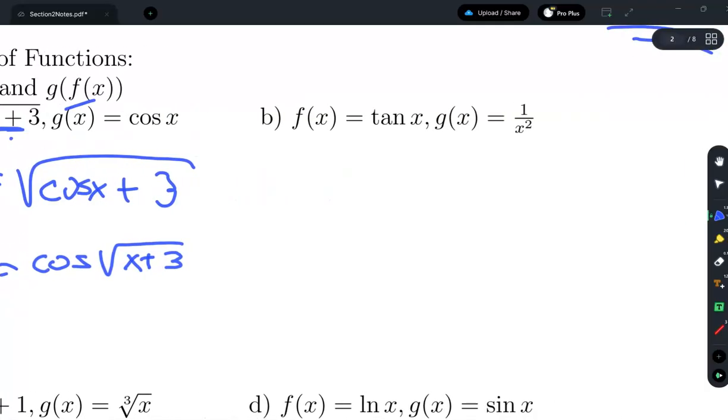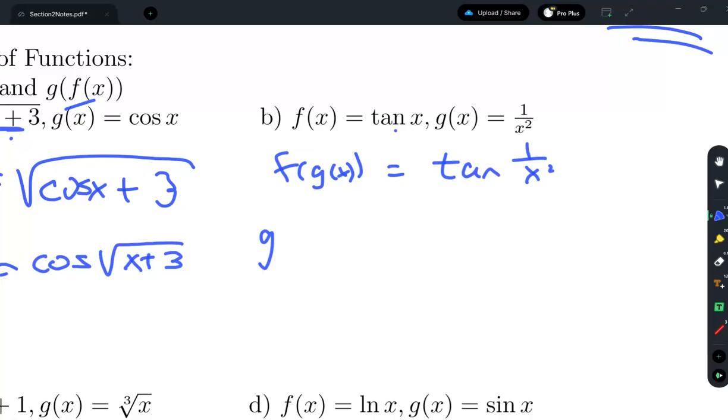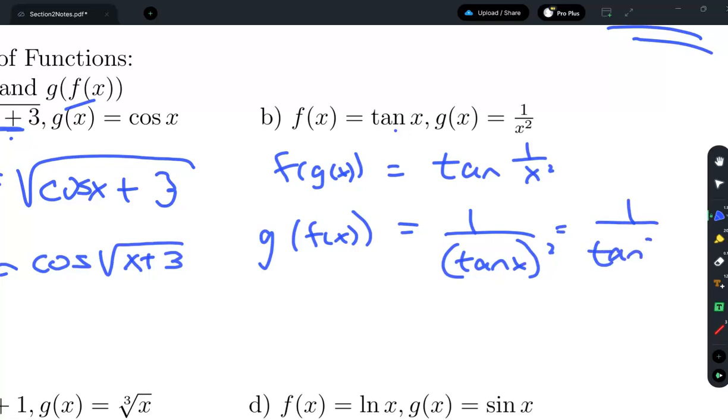So let's try another one with the trig function. So f of g of x is, so I'm going to take the outside function of the tangent, and then it's of 1 over x squared, right? Because that's the angle. Every trig function has to have an angle. And then here, I'm going to take the outside function of the g, so I'm just going to write that outside framework, and then put the tangent of x inside. And I just want you to be aware, this means the same thing as this, right?